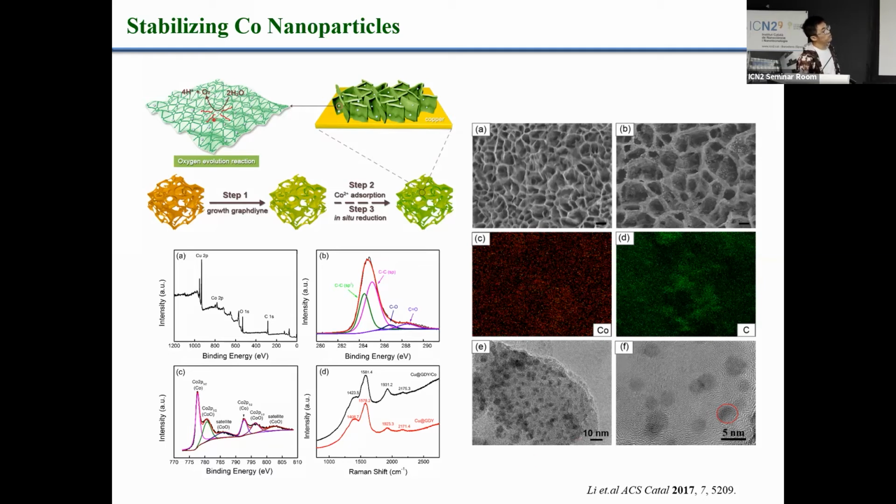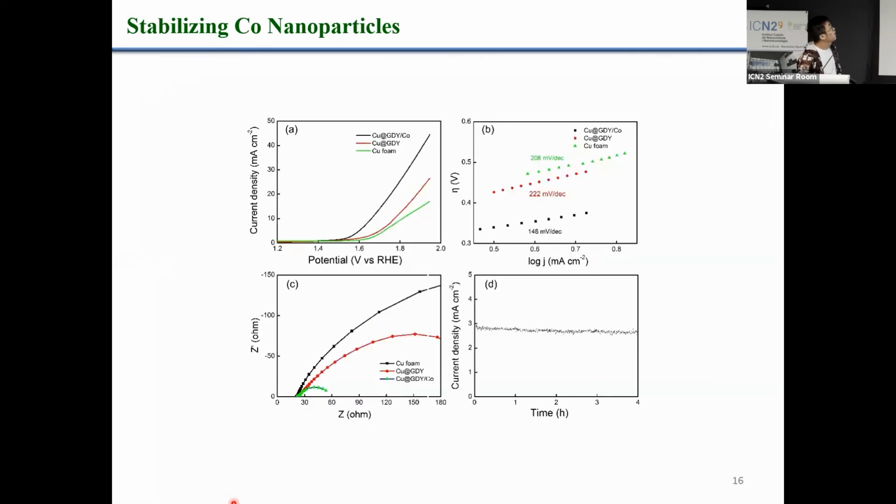And these are some characterizations. We can see these cobalt nanoparticles are nearly 4 nanometers. And these are some Raman spectra and XPS. And this is the activity test. From this activity test, we can see the self-supported electrode shows much better activities than the others. And this is some electroactivity test.